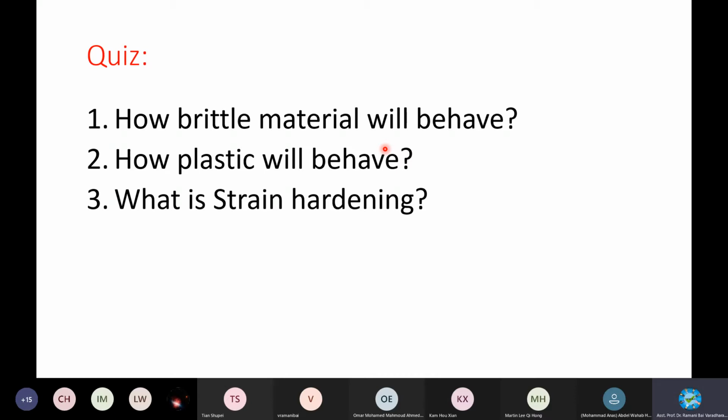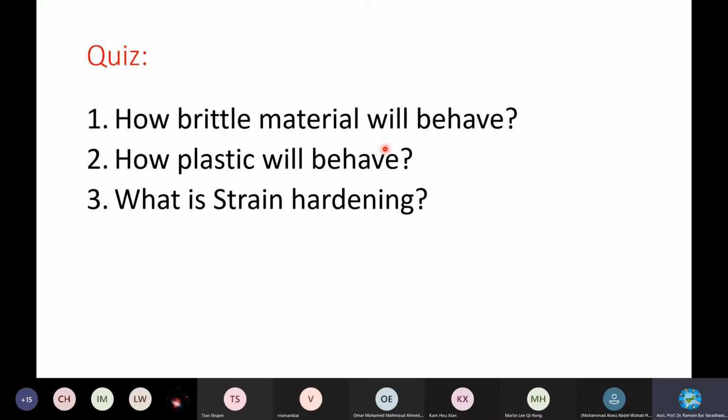Different purposes. But brittle, even you cannot extend, right? It will immediately break. When you try to pull, it will break like plastic. Concrete will immediately break, right? It is not a ductile material. Immediately it will break, but it has a compressive strength, not a tensile strength.